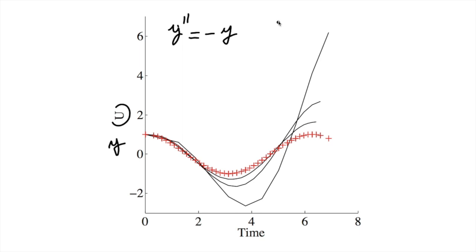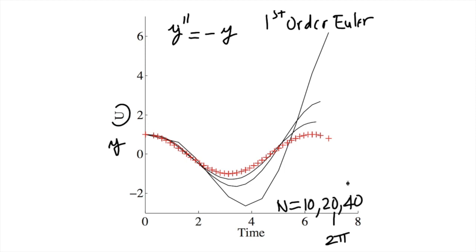And so here we're looking at results that were obtained using first order Euler. As you can see, the red plus signs are the exact solution that we are comparing the numerically computed solution to. There are three step sizes used: in terms of the number of steps over the interval up to 2 pi, we're using 10, 20, and 40 steps as we carry out that integration.